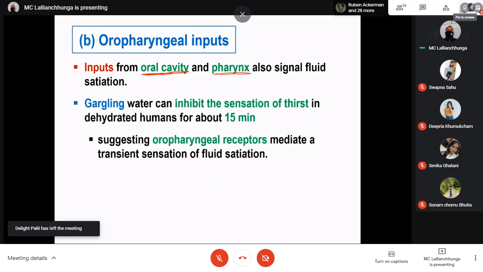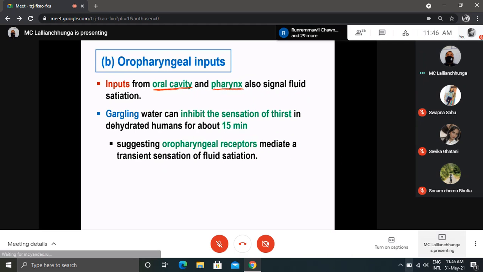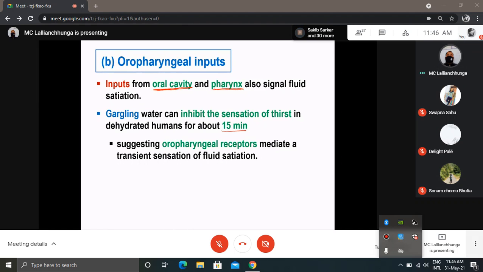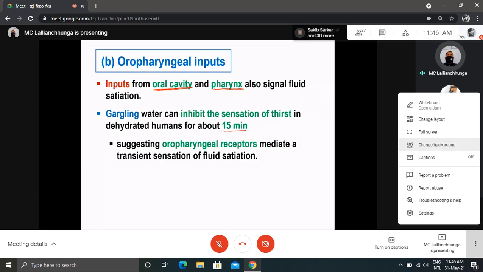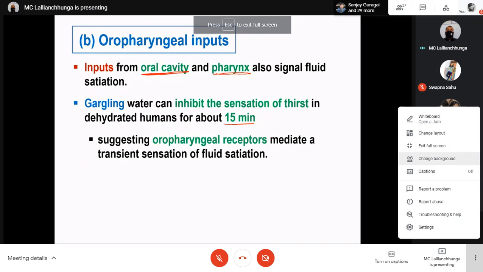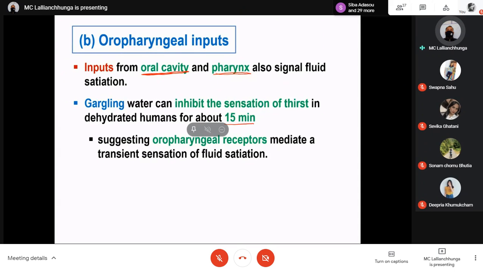Gargling water can inhibit the sensation of thirst in a dehydrated human for about 15 minutes. Suppose you are feeling thirsty, but you just gargle water. Gargling, we all know, is very common these days because of COVID-19. So gargling of water, not drinking of water, can inhibit the sensation of thirst in human beings for about 15 minutes.